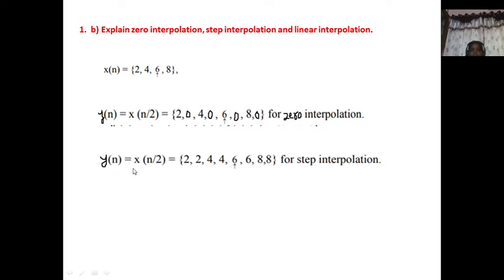Then y of n equal to x of n by 2 step interpolation. Step interpolation means we have to maintain the same amplitude of the previous sample until you get the new sample. In place of 0, you are carrying this sample amplitude until you get the new sample. This is the interpolated 0. Here we are going to carry the previous sample amplitude. Then only we can see the step-like structure.